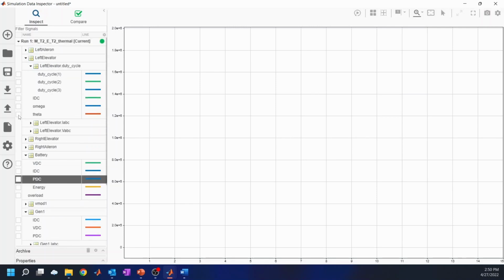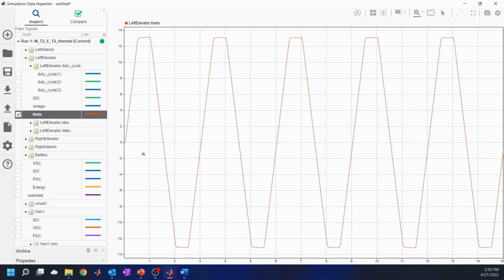We will start with plotting the theta, the actuator angles. We will take a look at the left aileron. Here we see that we are cycling them positive and negative, and that's part of the reason why we are seeing those ripples on the DC voltage we saw first in the results.